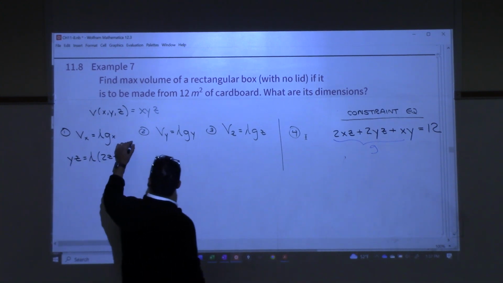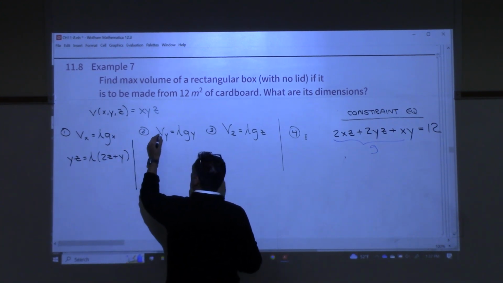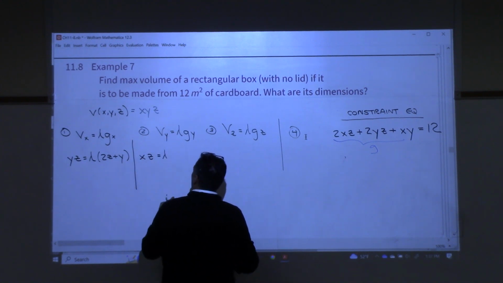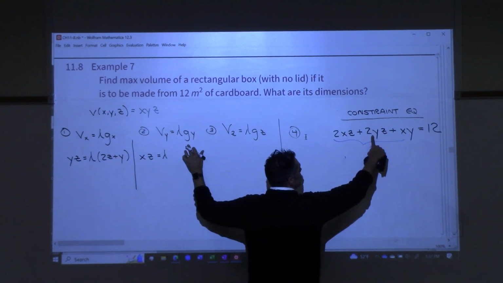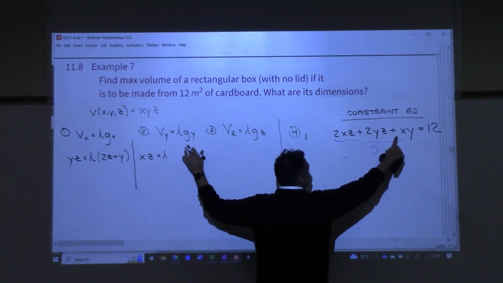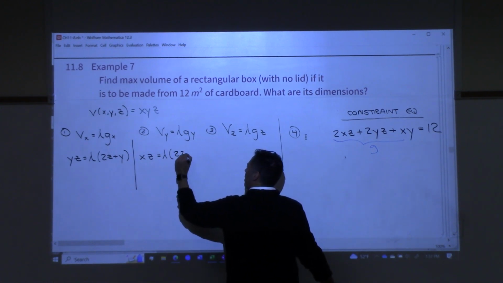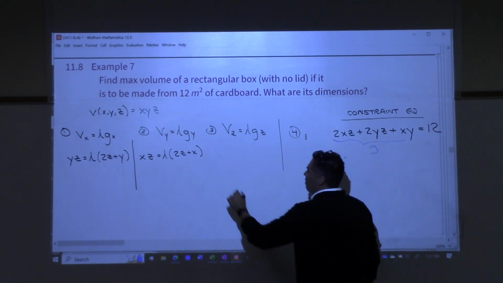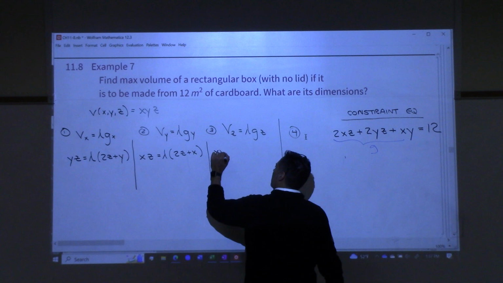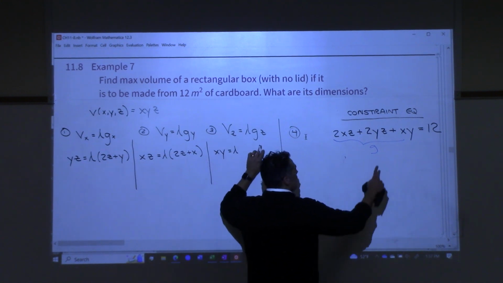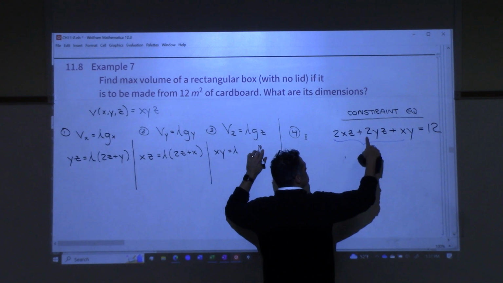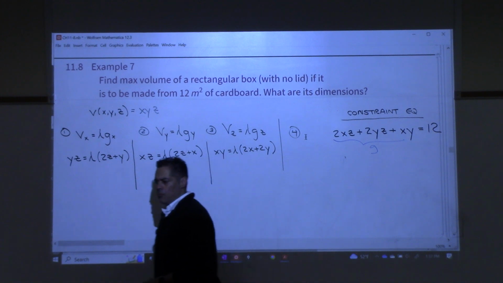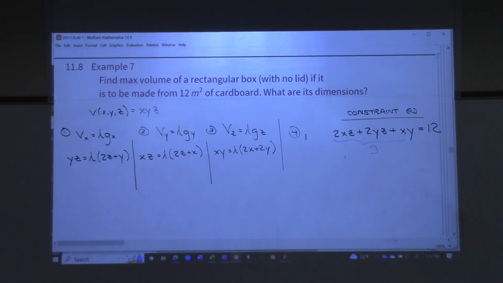Okay, now I need the same thing here for this one. Partial of v with respect to y is going to be xz equals lambda. Now partial of g with respect to y, I'm going to get 2z plus x. And it's two terms again, so I'm going to put it in parentheses like that. And then my third and final one will be xy equals lambda, and then partial of g with respect to z will be 2x plus 2y in parentheses. Looks a little different than what we've had before, right?